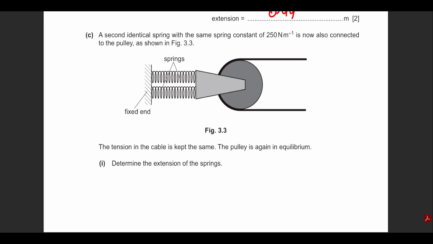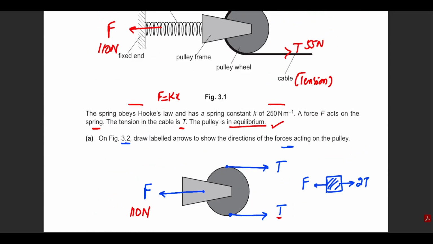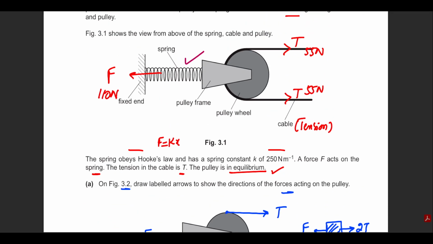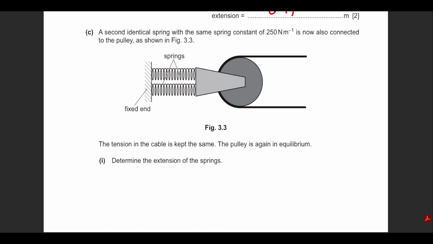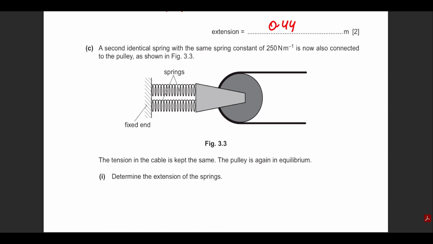Next part he says, now notice what he has done to the springs. First, we had only one spring. Now he's added 2 springs. Now in this configuration, this is generally called a parallel configuration. In parallel configuration, the spring constant gets doubled. If there are 2 springs, it gets doubled, 3 springs, 3 times.